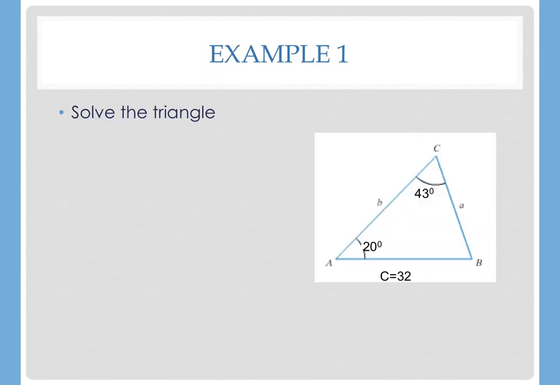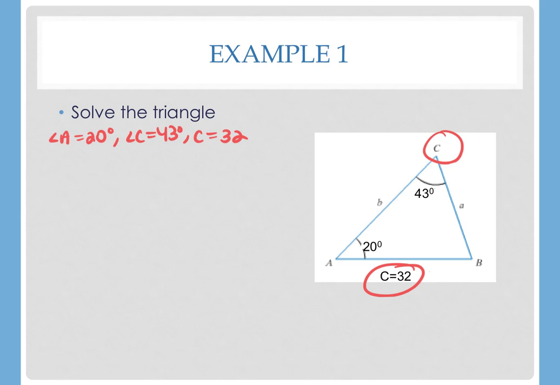All right, so first example. Sometimes they're going to be drawn out for you, and sometimes they're going to be written. Your quiz will be written. There is no picture, so you need to draw the picture. The quiz would say something like angle A equals 20 degrees, angle C equals 43 degrees, and side C equals 32. That's what it's going to look like. You need to know that the letter goes opposite the letter, so angle C and side C are opposite each other. That's how you would know where to place those things.